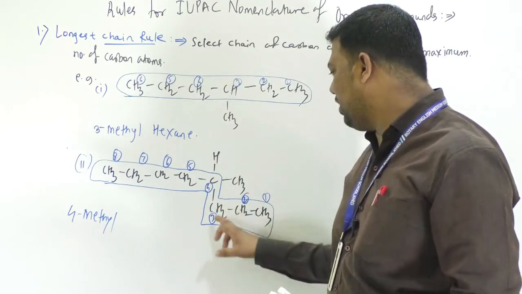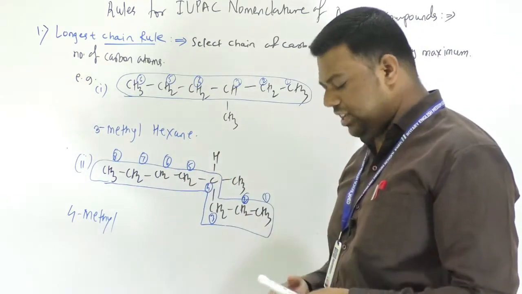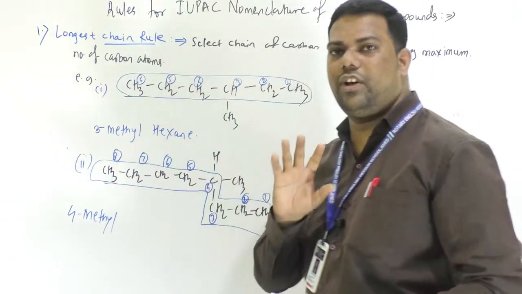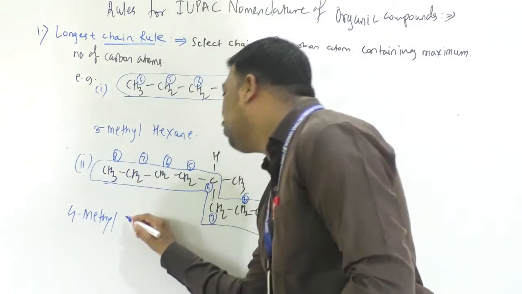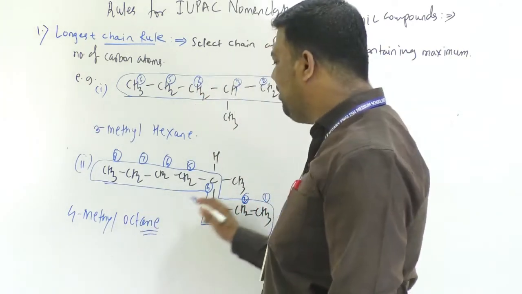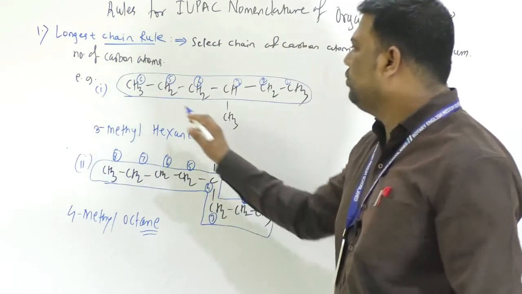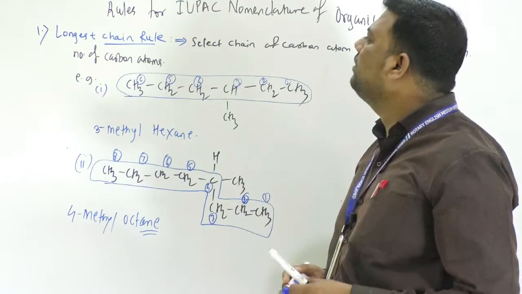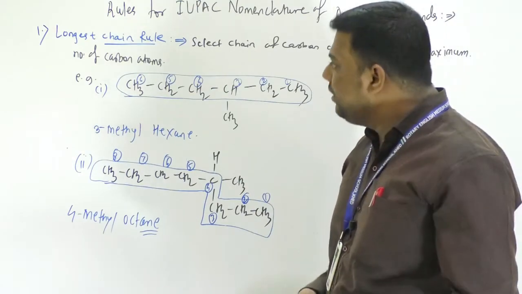So see, 1, 2, 3, 4. 4-methyl octane, because the parent chain has how many carbon atoms? 8. That's why it is octane. 4-methyl octane. Why "ane"? Because all are singly bonded. So here also, all are singly bonded. Understood?